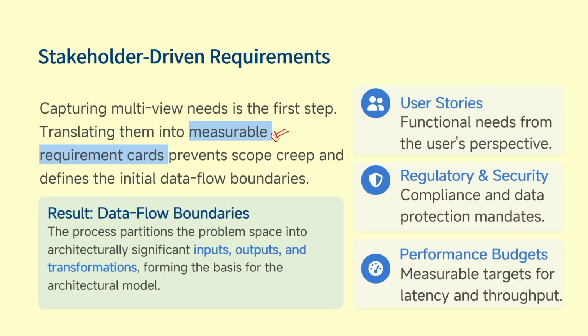Okay, so that is very, very important, and if it is a measurable requirement, we will have no issues with scope creep. Okay, and also we can define all the initial data flow boundaries. So basically, how can we identify these requirements?